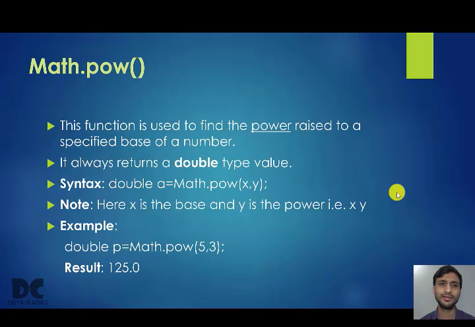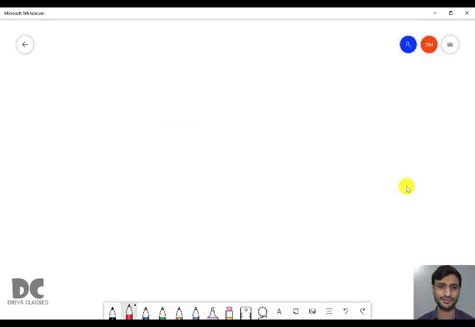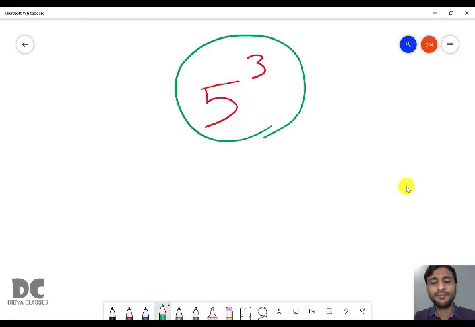So first is Math.pow. This function is used to find the power raised to a specified base of a number. It always returns a double type value, and the syntax is double a, where a is the variable name, equal to Math.pow(x, y), where x is the base and y is the power. Let us understand clearly what this means. In mathematics you might have done 5 to the power 3, right? The same thing cannot be written with a keyboard. So there is an alternate way. We have to use a mathematical function.